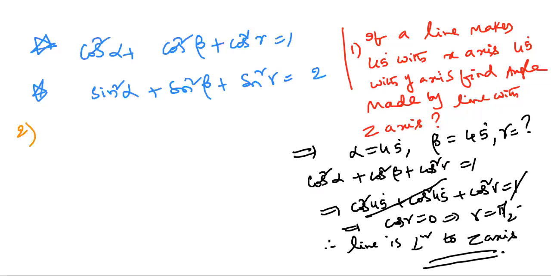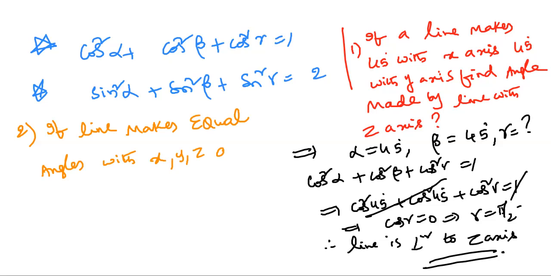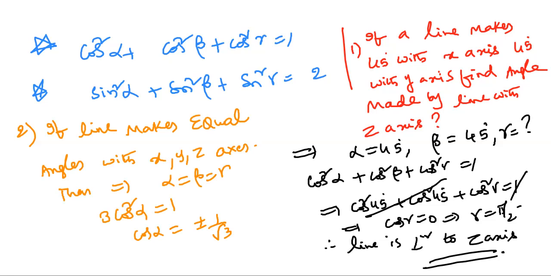Another question they can ask you is, if a line makes equal angles, that is, is equally inclined with the x, y, z axes, then what is the meaning of this? Alpha equals beta equals gamma. Then you can see cos square alpha plus cos square alpha plus cos square alpha, 3 cos square alpha is 1. Cos alpha can be plus minus 1 by root 3. Why did you get plus minus 1 by root 3? 1 by root 3, 1 by root 3.